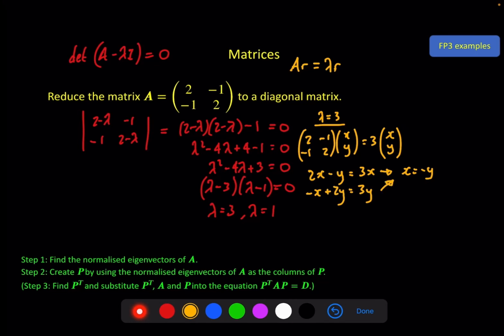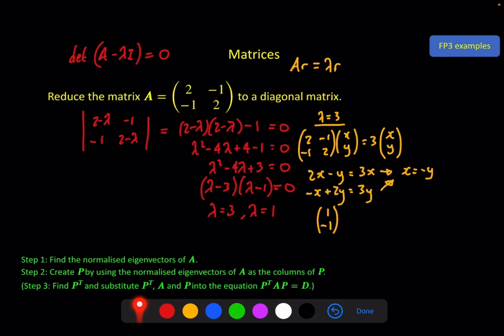So the eigenvalue 3 gives us the eigenvector. Let's choose, nice and easy, 1, minus 1. But you must remember to normalize these eigenvectors. The magnitude of this vector is not 1. We've got 1 squared plus 1 squared, that's 2. The magnitude of this is the square root of 2.